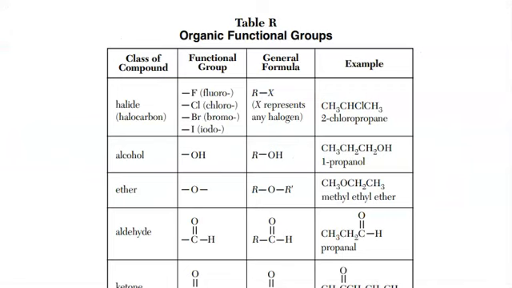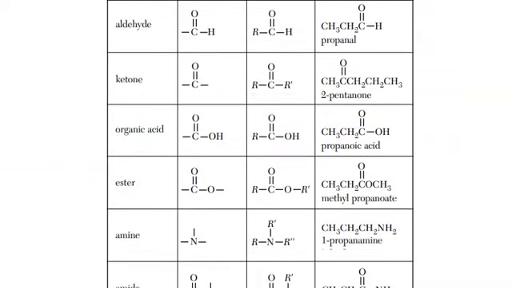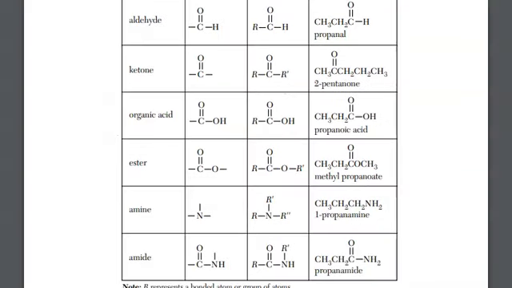If we scroll down reference table R, our aldehyde and ketone are right above and below one another. And down here at the bottom, you can see the amide. So here's my amide functional group and my aldehyde and my ketone. And sure enough, propanal is listed here as the aldehyde example.